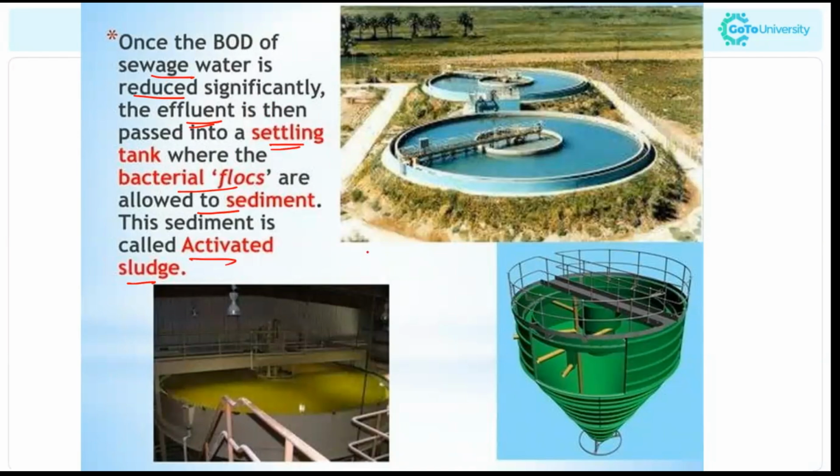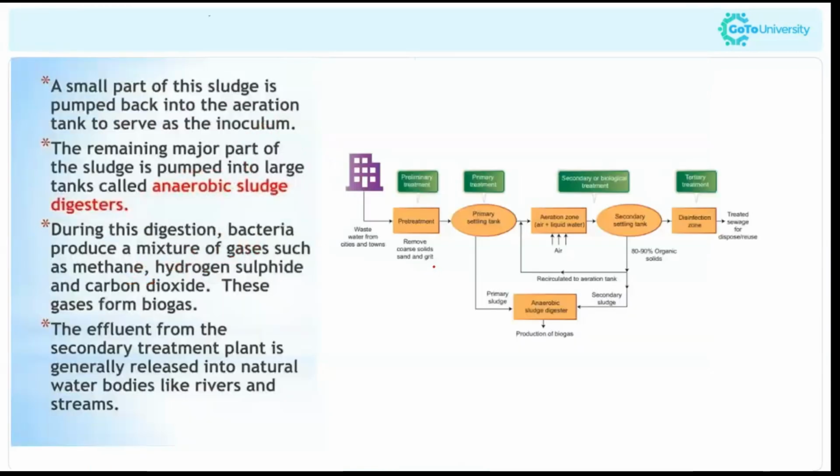So when the BOD of the sewage water is reduced significantly, because the organic matter is reducing, this effluent will be taken to a settling tank. And here the bacterial flocks, the organisms, are allowed to sediment. They will settle down, and this sediment is called activated sludge. Actually, we use this activated sludge later. Now, first let's complete this process here.